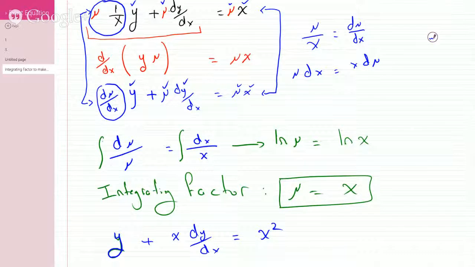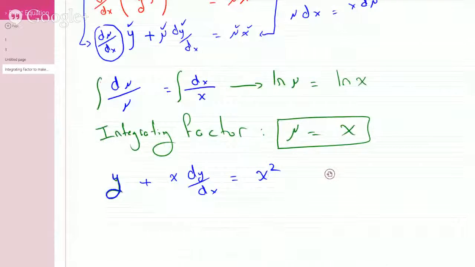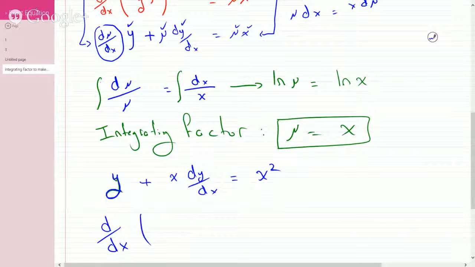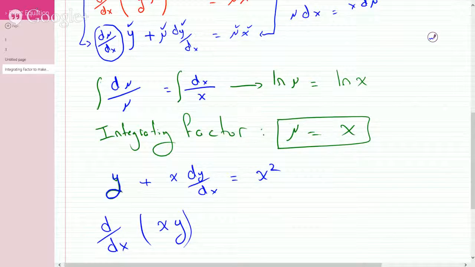Okay, and again, now we can couple these as we did. So just like we did, except we're plugging in now. So this is the same thing as the derivative of x times y. You agree? Because derivative of x is 1 times y will give you y, the first term, plus product rule, the derivative of the first is x times derivative of y, dy over dx. Bingo, so you get this equals x squared.